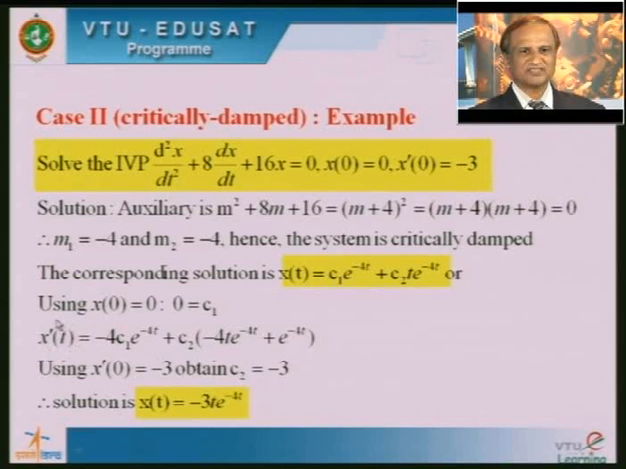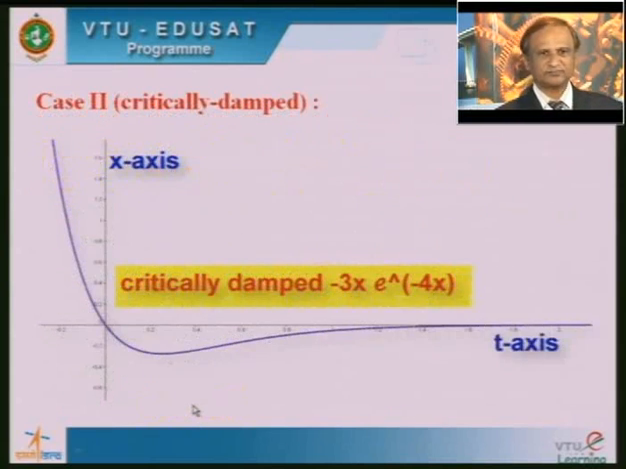I am going to replace this by minus 3 and replace t by 0, simplify, and I hope we will get c2 is equal to minus 3. It means I can obtain c1 and c2. Now I will substitute c1 and c2 in this equation. Finally, what you will get is x of t is equal to minus 3t into e to the power minus 4t, which is the particular solution.